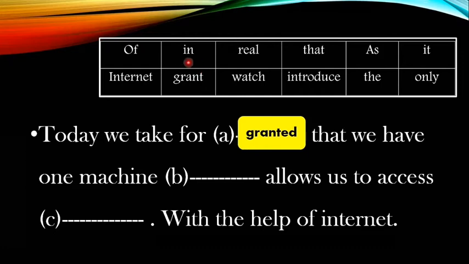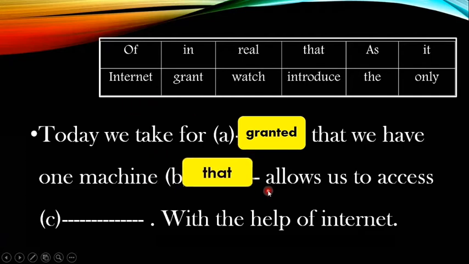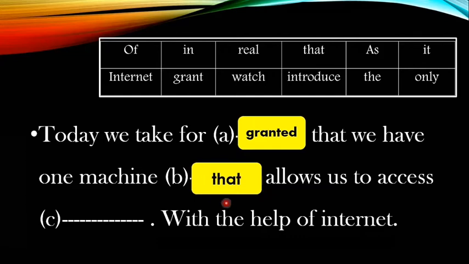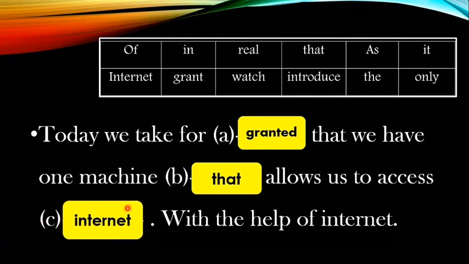My dear students, please notice here we had the option grant, but we have changed it into granted because it is a non-finite verb and it is in past participle form. Granted that we have one machine dash allows us to access dash. We have a machine and that does something. Who does something? That. So that allows here, that is used as a pronoun and it's working like a connector also. That allows us to access what? Access of internet. Access internet.